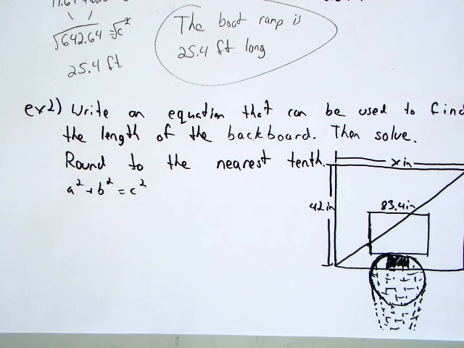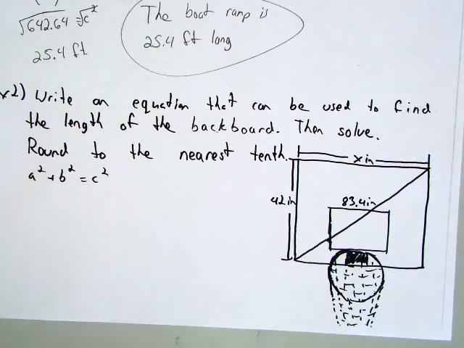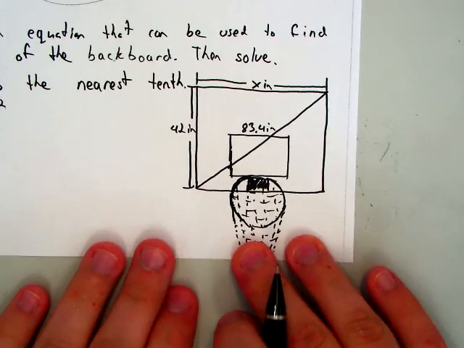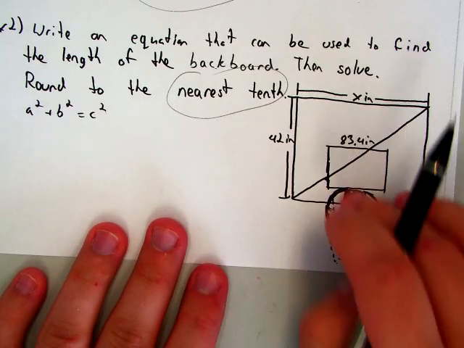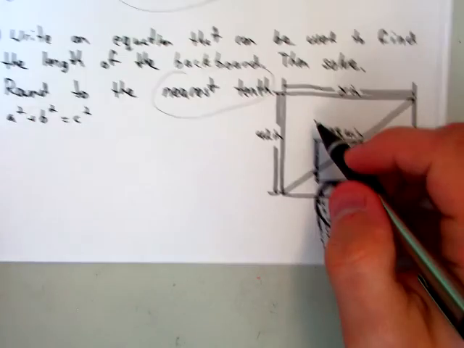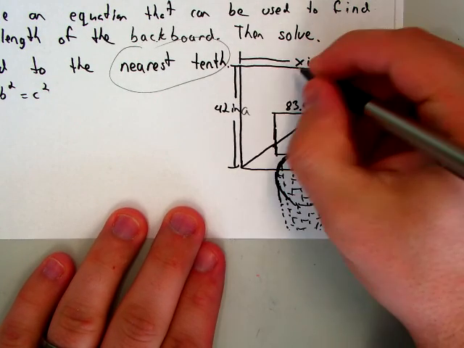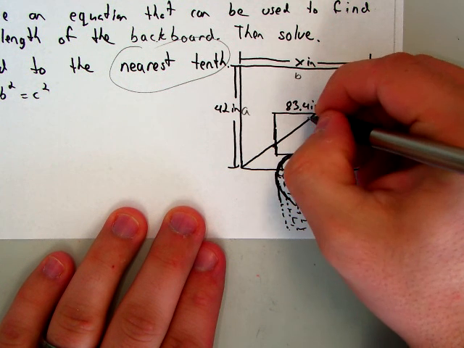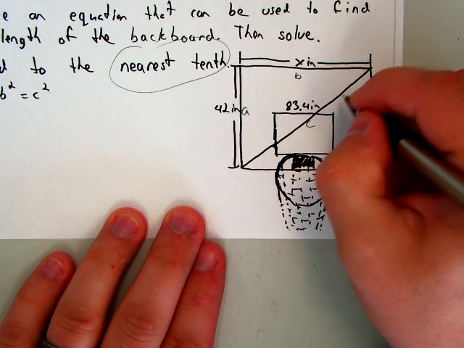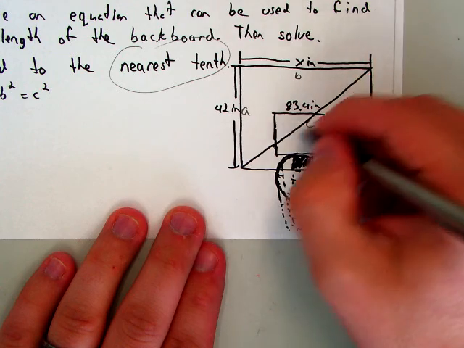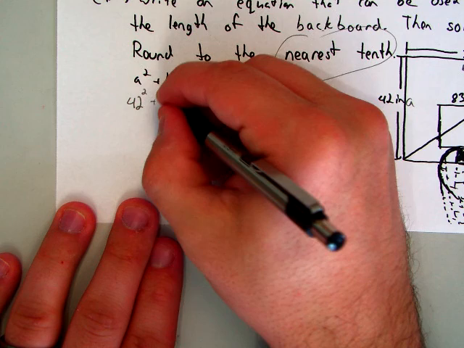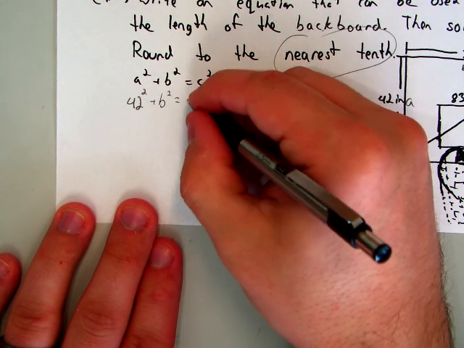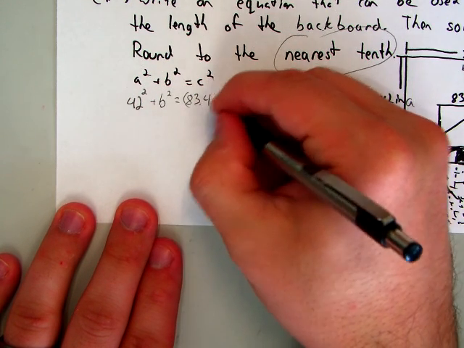Example 2. It says, write an equation that can be used to find the length of the backboard. Again, on this diagram here, this is the length then. It says, then solve and round to the nearest tenth. So if I use this triangle here, this is going to be represented by A, that's B, and this is C, because this is the longest length. This is the hypotenuse. It's the diagonal of this rectangle. So A is represented by 42. I don't know what B is. And C is 83.4.